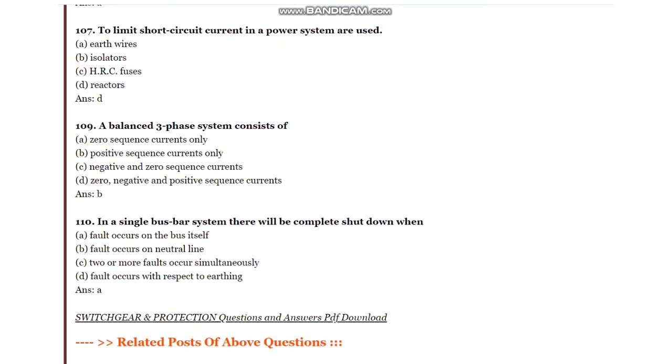A balanced three-phase system consists of what? It consists of positive sequence current only. In a single bus bar system, there will be complete shutdown when fault occurs on the bus itself.